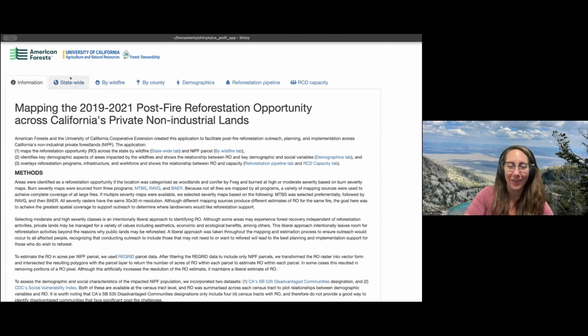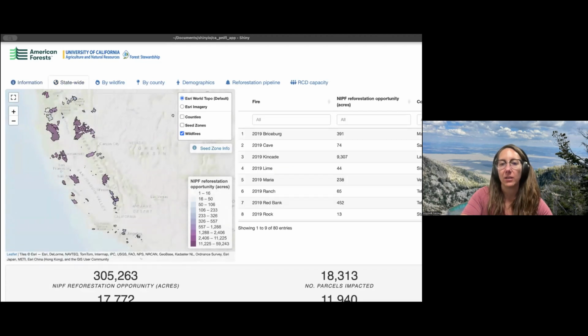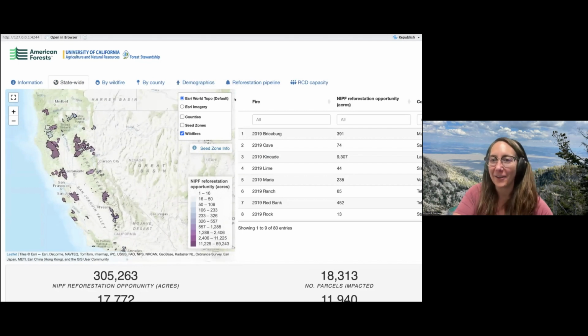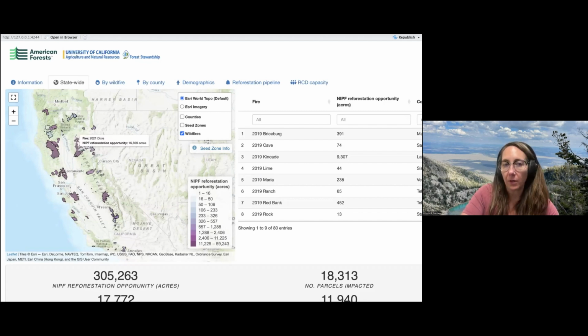So with that caveat, I'll dive into a few different tabs. We have this summarized at a few different levels. The first is statewide. This is really just giving us an understanding of what this statewide opportunity is. There's a lot of hovering and a lot of clicking that you can do, but the darker the color of the fire on the map, the more the reforestation opportunity. If you hover over it, you can see the reforestation opportunity and the fire that you're hovering over.